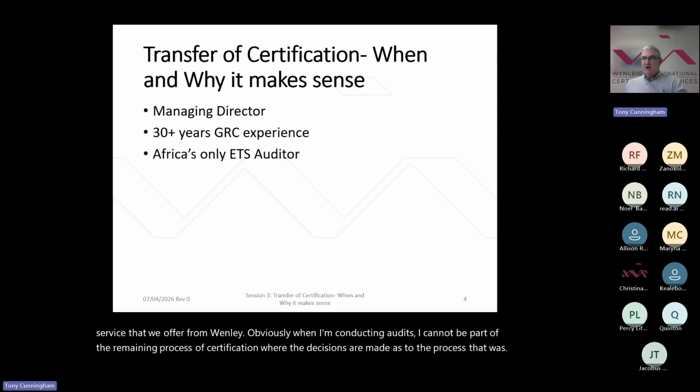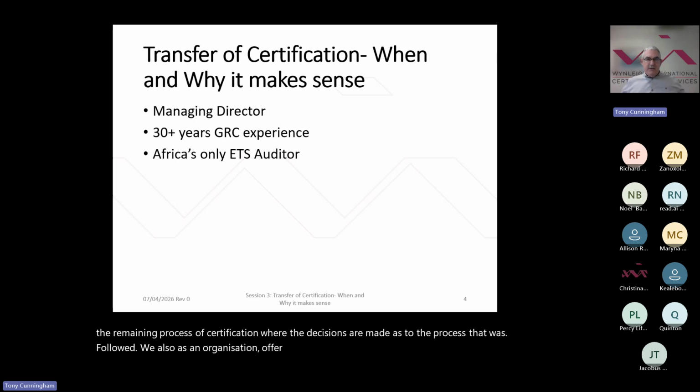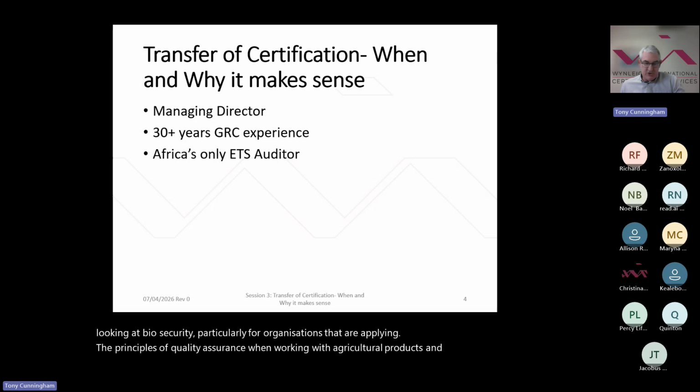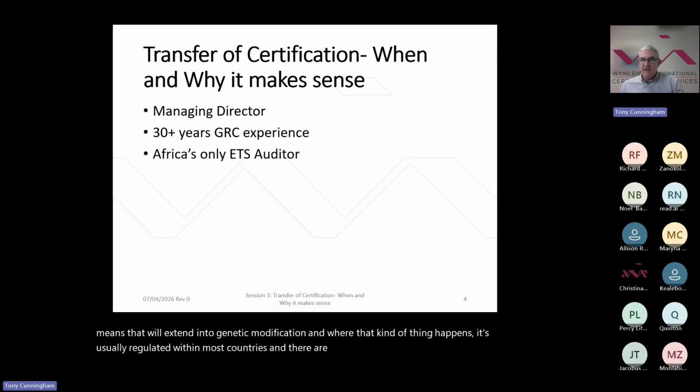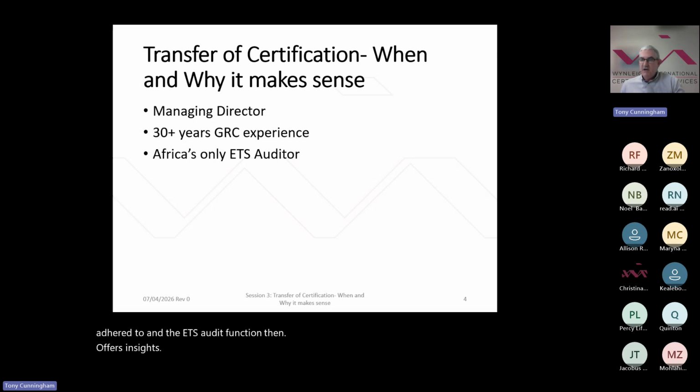We also, as an organization, offer excellence through stewardship audits, and these are looking at biosecurity, particularly for organizations that are applying the principles of quality assurance when working with agricultural products, and biosecurity means that will extend into genetic modification, and where that kind of thing happens, it's usually regulated within most countries, and there are very specific requirements that have to be adhered to, and the ETS audit function then offers insight to the processes that have been engaged and offers credibility to those who are engaging them.